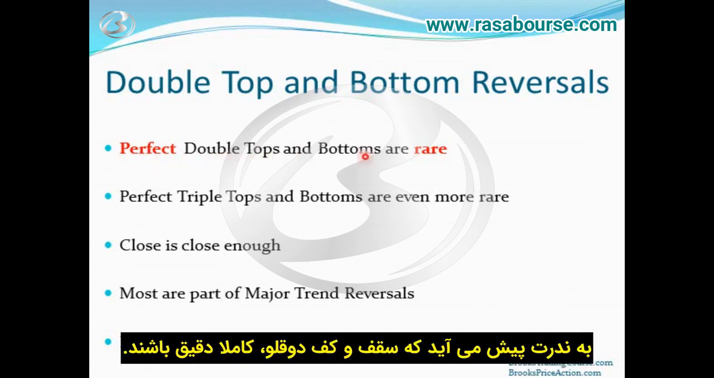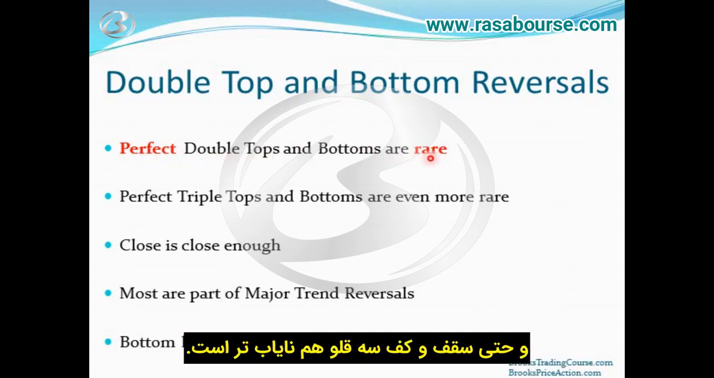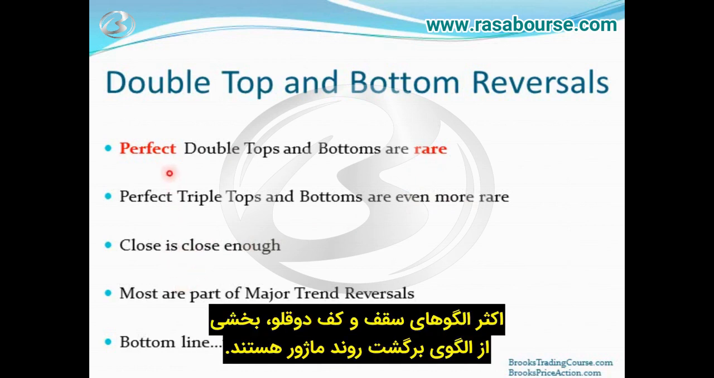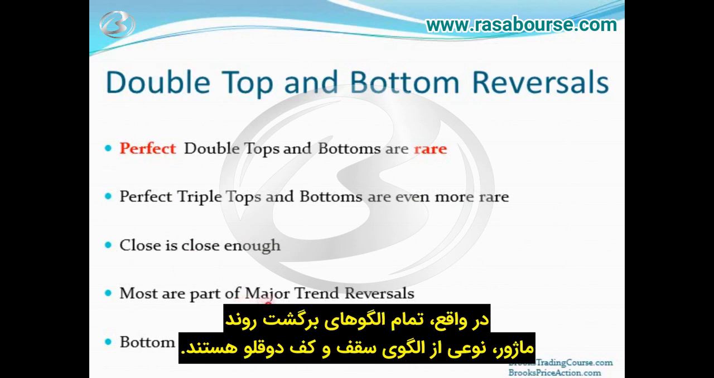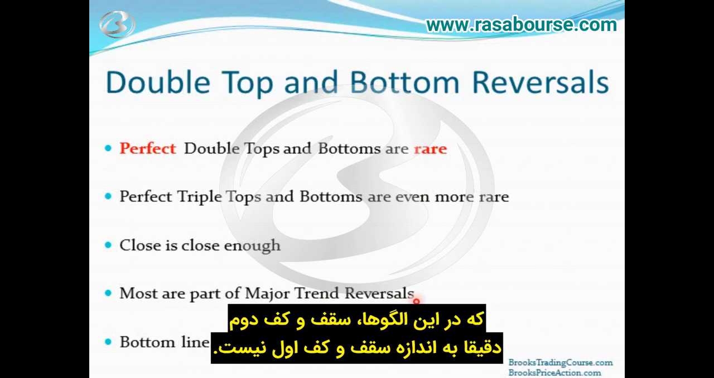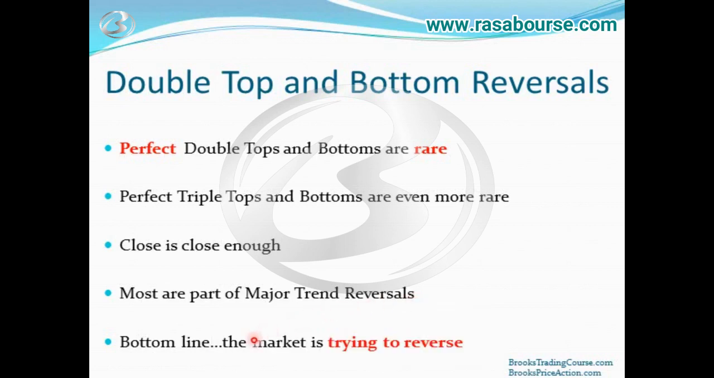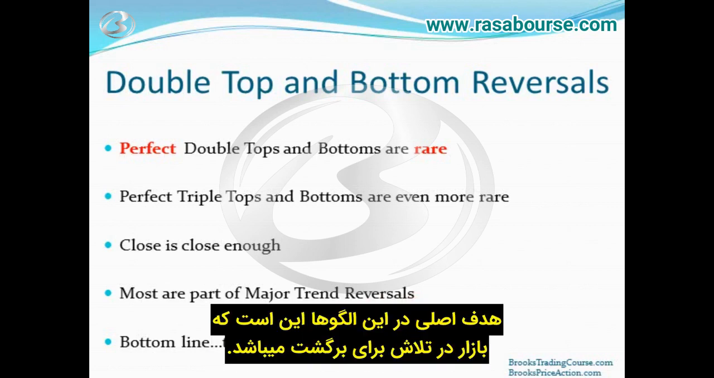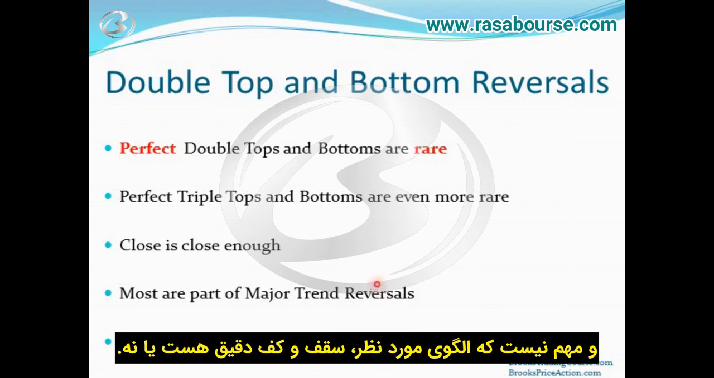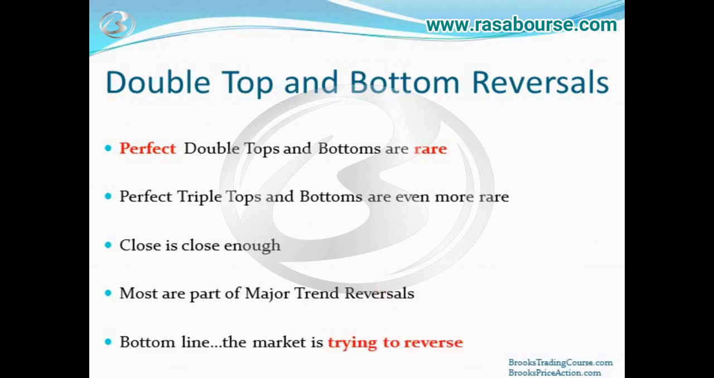Perfect double tops and bottoms, they're rare. Triple tops that are perfect, triple bottoms that are perfect are even more rare. But close is close enough. Most double tops and double bottoms are parts of major trend reversals. In fact, all major trend reversals are a type of double top or double bottom, where the second top or second bottom is not exactly at the same level as the first. Bottom line, the market is trying to reverse whether or not the pattern is a perfect double top or a perfect double bottom.